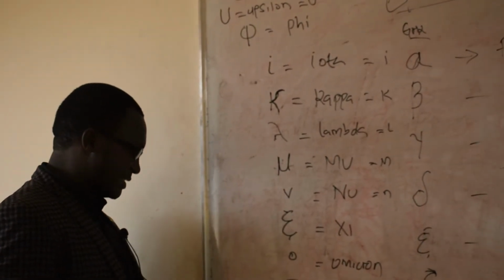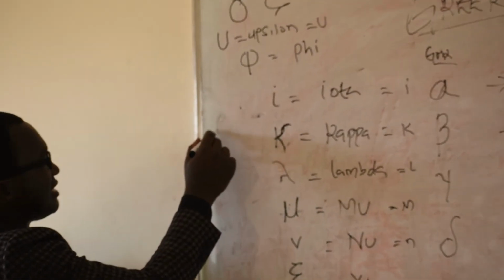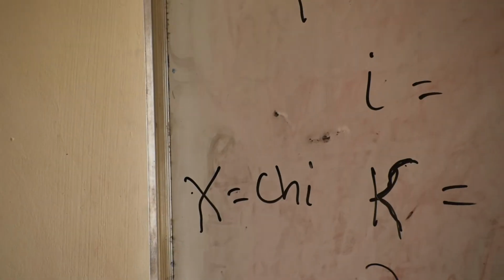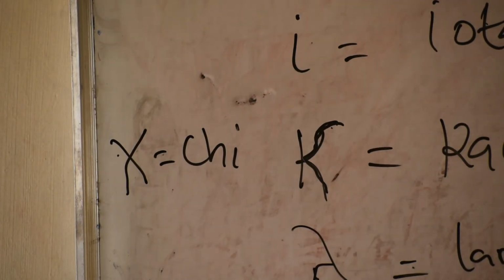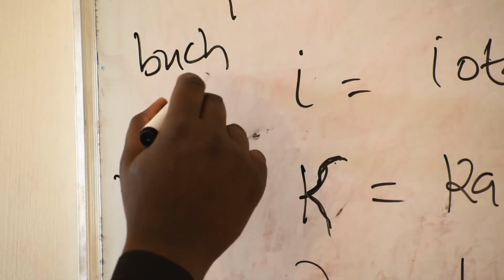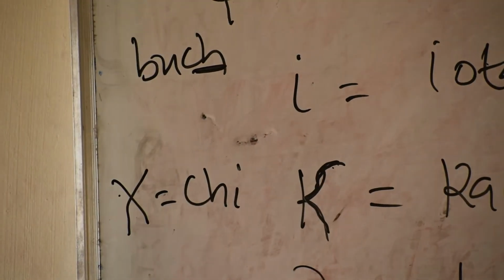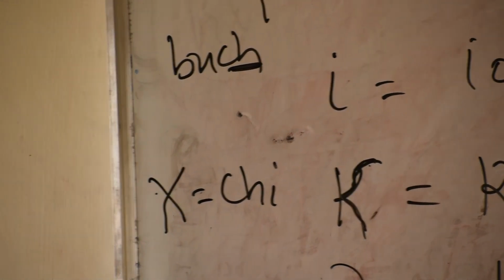The next one is the chi. This one is the chi. It appears like an X, but the Greek pronounces it as a chi, and it can best be pronounced like the German ach. It appears like an X, but it's a chi.